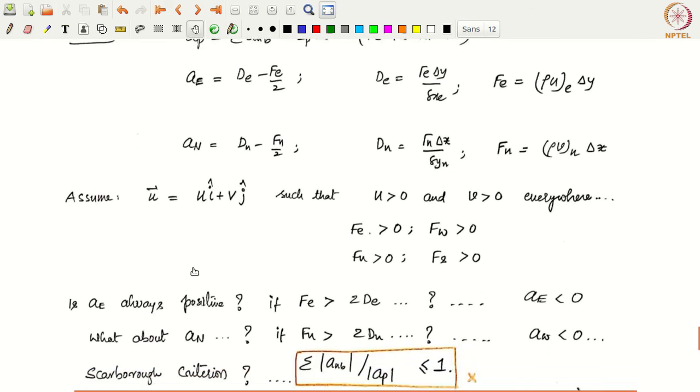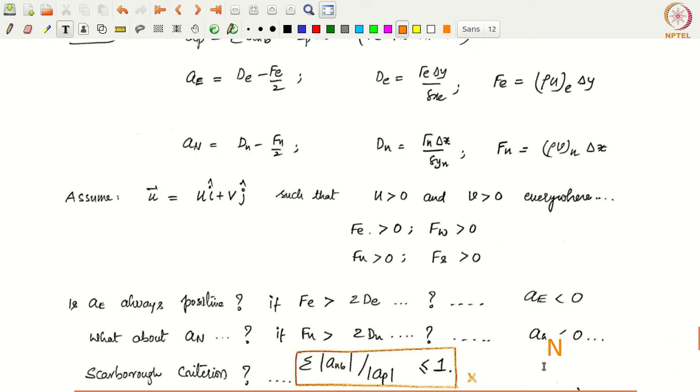Need not be, right? Because if FE is greater than DE by twice of DE, then this coefficient can become negative, because these are positive quantities. DE is positive, FE is positive, but if the magnitude of FE is more than 2 times DE, then this coefficient becomes negative, then AE becomes less than 0. Similarly, if F north is greater than 2 times D north, then A north can become negative, right?